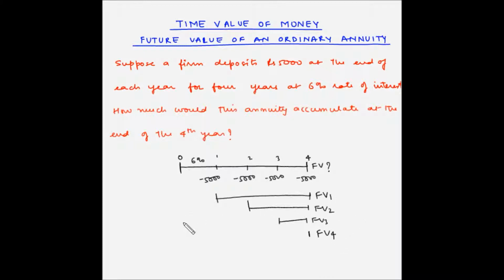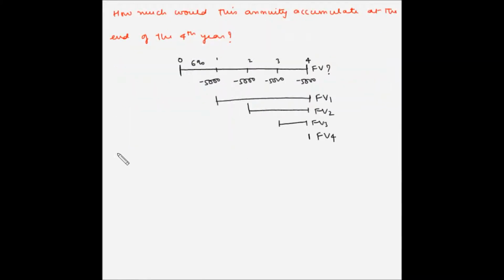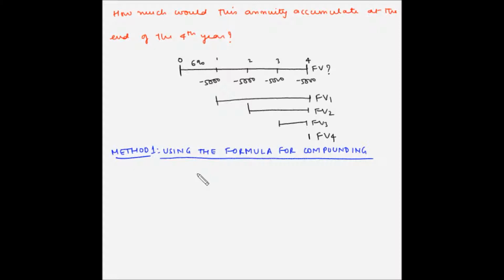So now this leads to our first method, which is to find out the future value using the formula for compounding or discounting. Basically, this method is easy because you do not have to remember any complicated formulas. All you need to remember is the formula for compound interest. Now, the first deposit of 5,000 rupees at the end of the first year will grow at 6% compound interest till the end of the fourth year.